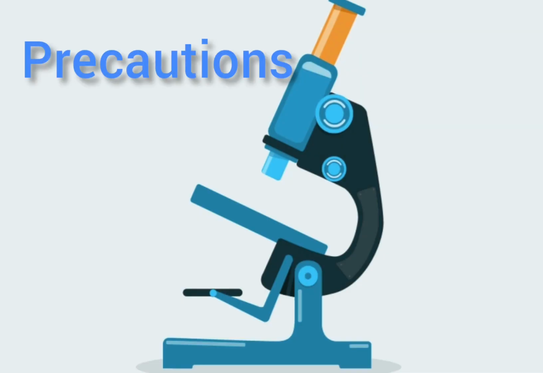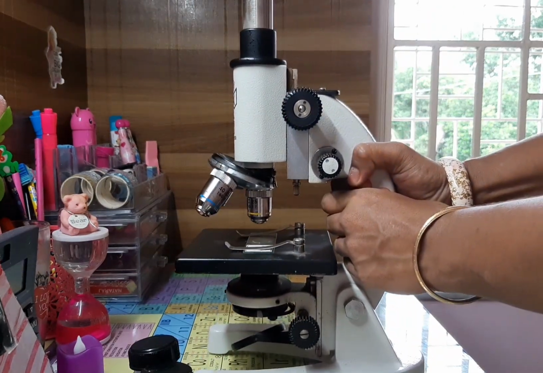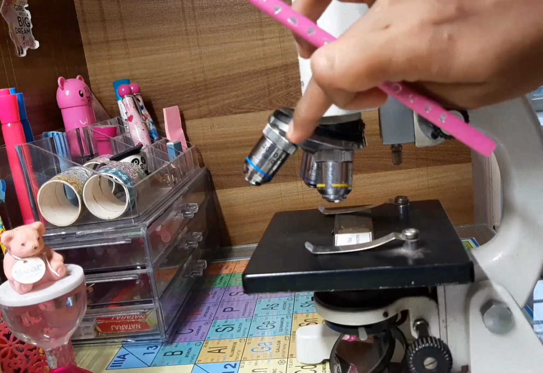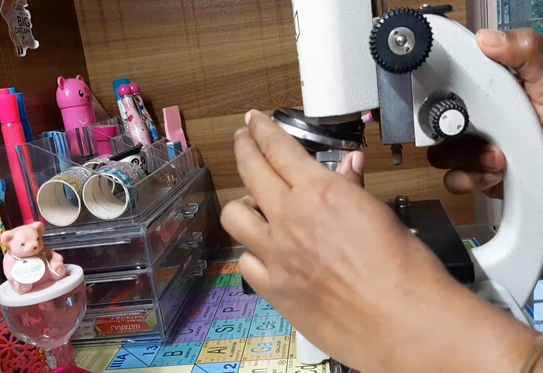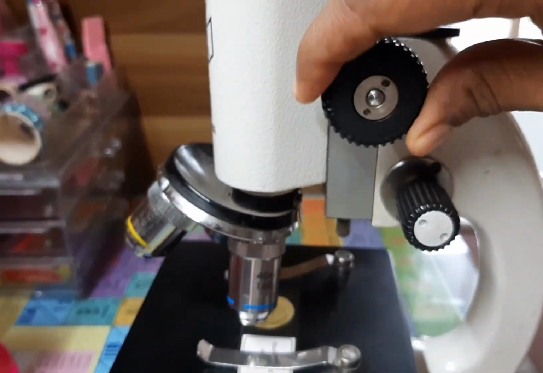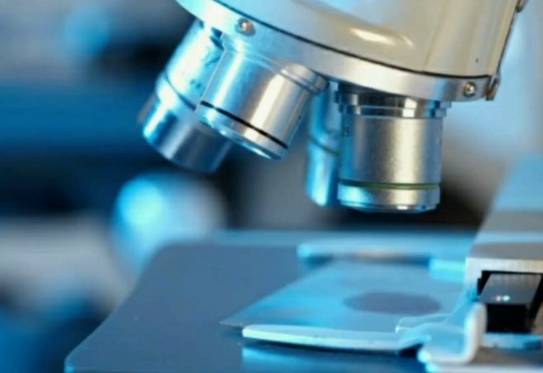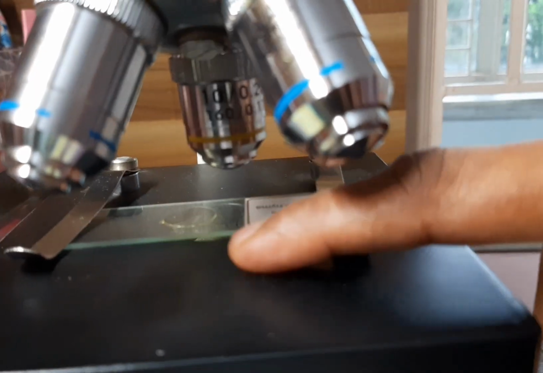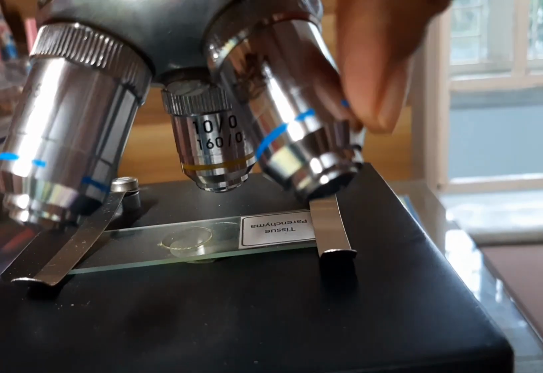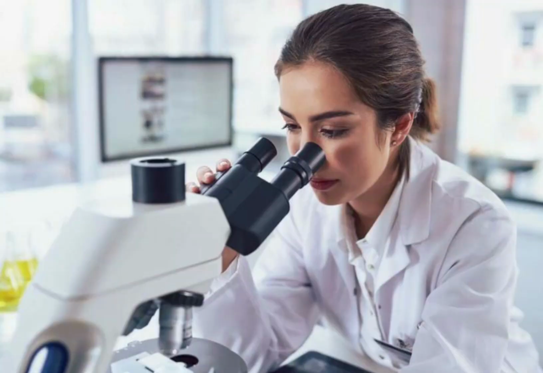So what are the precautions? Hold the microscope with both hands in the upright position while carrying it. Always change back to the low power objective lens after using the high power objective lens. Do not move the coarse adjustment screw while using the high power objective lens. While observing, the objective lens should be carefully adjusted to avoid touching the slide, as it may break the slide. And always observe the objects on the slide under the microscope with both eyes open.